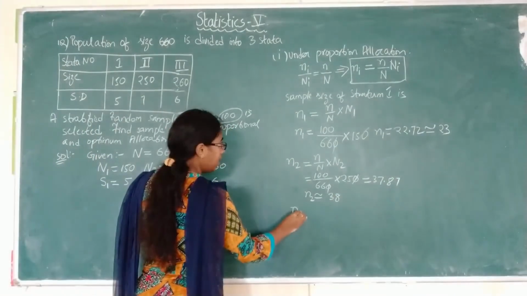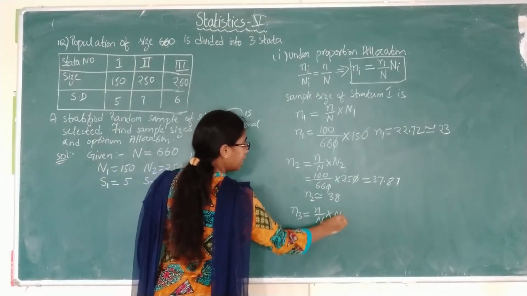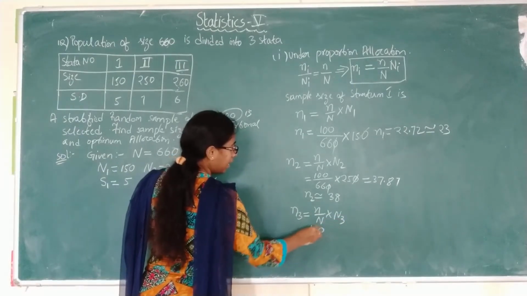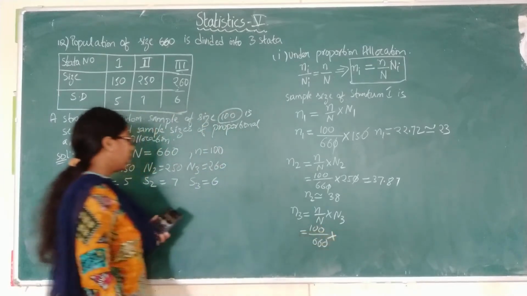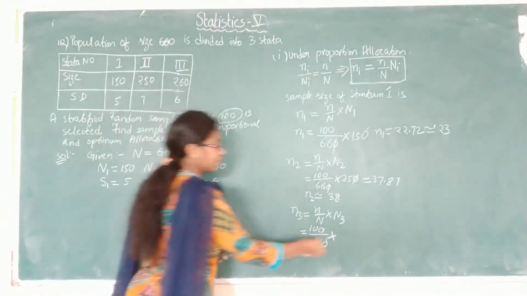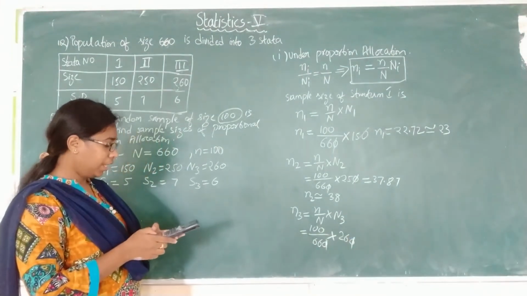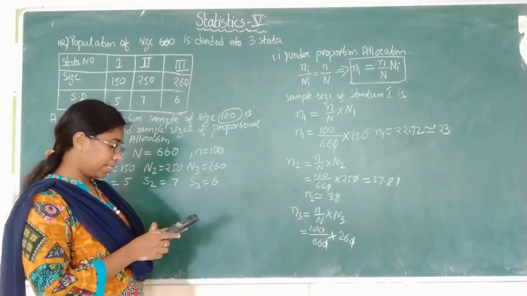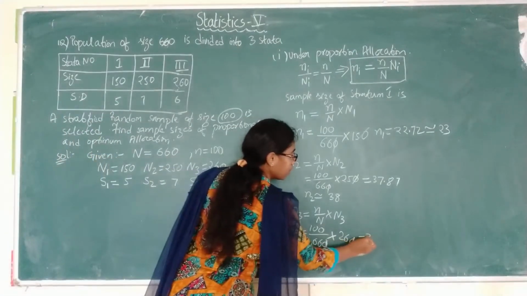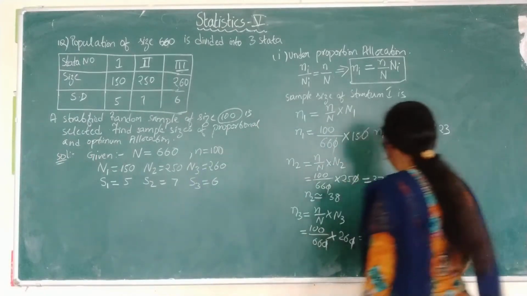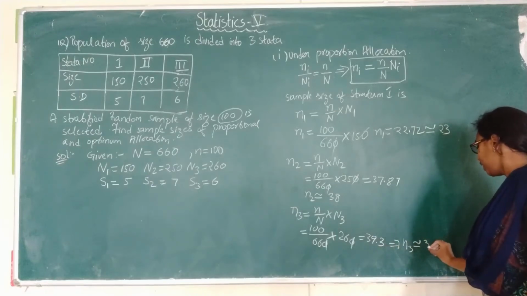Next, N3 equals N by capital N into N3. Substitute the values. 100 divided by capital N value is 660, into N3 value is 260. So 100 into 26 divided by 66. You will get that as 39.3. So 39.3 implies that N3 is approximately equal to 39 only.